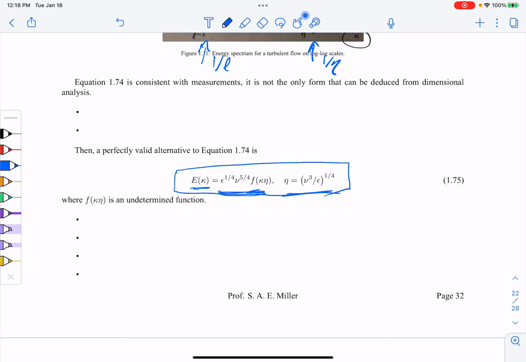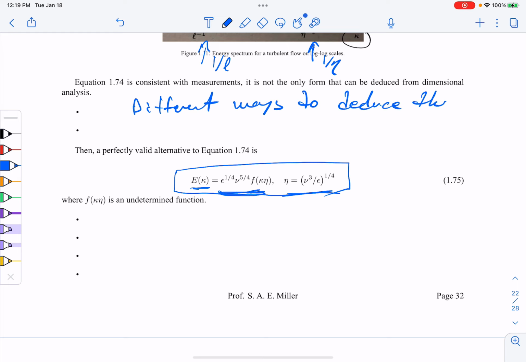And there are some authors who've explored these different choices, and they try to put Kolmogorov's work on a firmer theoretical basis. So there are obviously different ways to deduce these physical laws. But of course, the one that agrees with experiment and measurement is probably the one that we would trust.